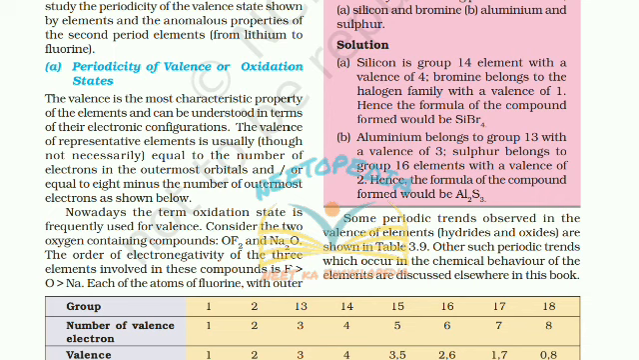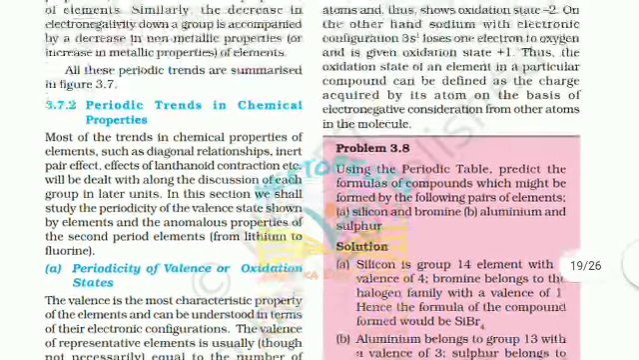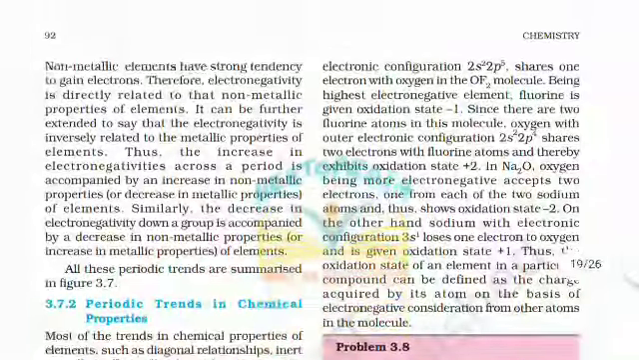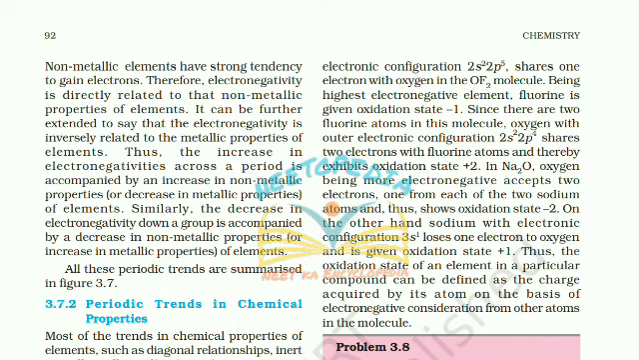Each of the atoms of fluorine, with outer electronic configuration 2s2 2p5, shares one electron with oxygen in the OF2 molecule. Being the most electronegative element, fluorine is given oxidation state -1. Since there are two fluorine atoms in this molecule, oxygen, with outer electronic configuration 2s2 2p4, shares two electrons with fluorine atoms and thereby exhibits +2 oxidation state.